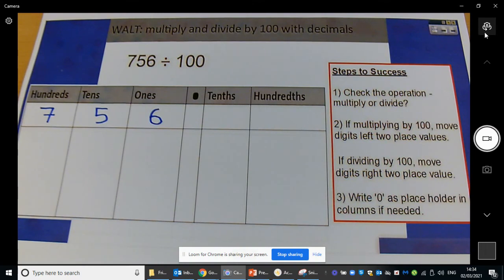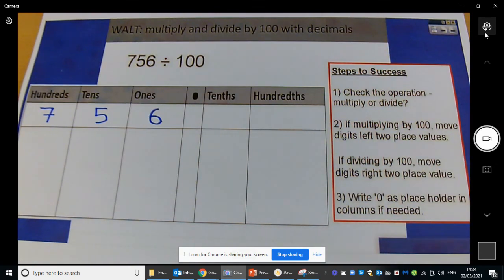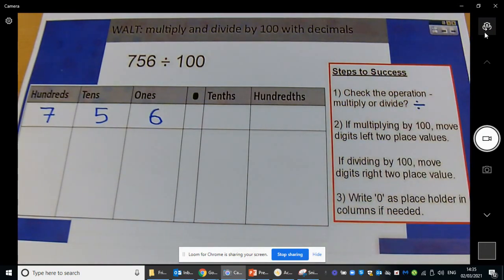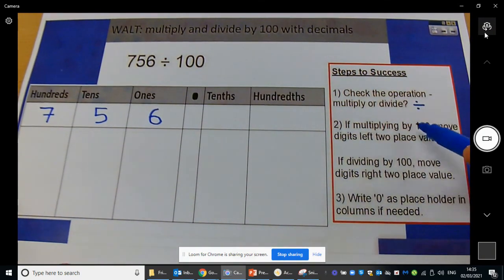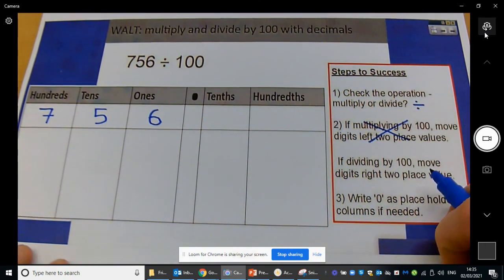So the first step is check the operation, multiply or divide. So I want you to call out at your screens. Are we multiplying or are we dividing? Hopefully all calling out there that we are absolutely dividing by 100. Step 2. If multiplying by 100, move the digits left 2 place values. Now, does that apply for us? Do we need that step there? No, definitely not. Why not? Because we are not multiplying by 100.